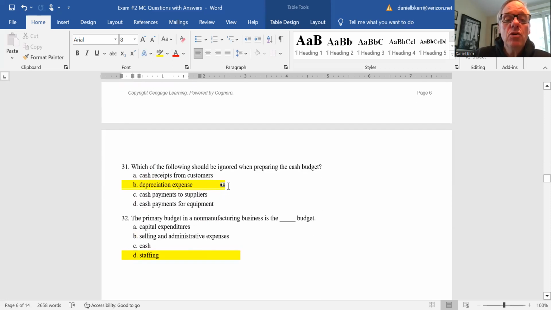Which of the following should be ignored when preparing a cash budget? Well, the one that can be ignored is depreciation, because depreciation is a non-cash expense. Remember from Financial Accounting 1, when you recorded depreciation expense at the end of the period, you debited depreciation expense and credited accumulated depreciation. So depreciation expense is a non-cash expense. So the answer there is B. And the primary budget in a non-manufacturing business, or a service business, is staffing.